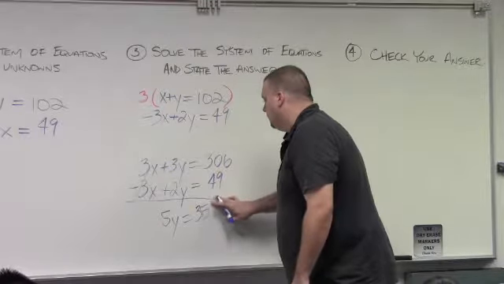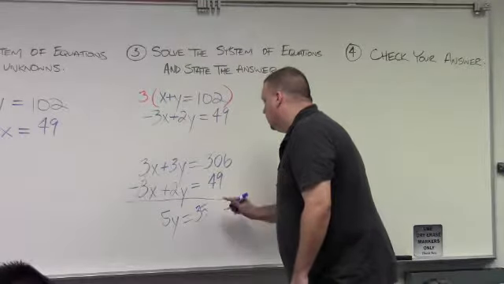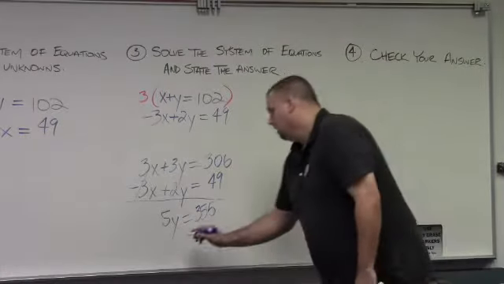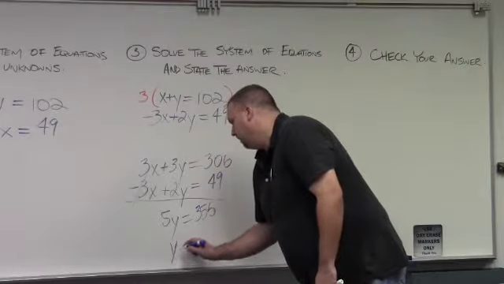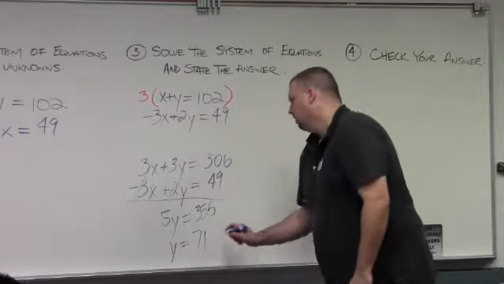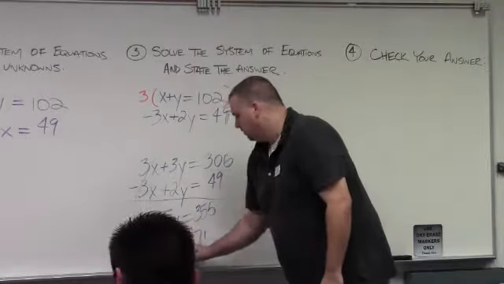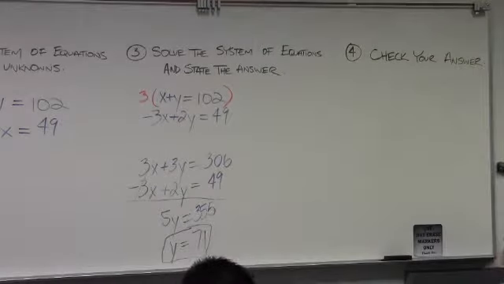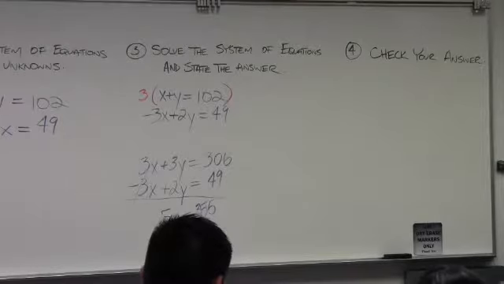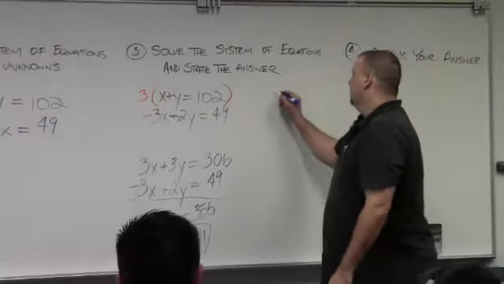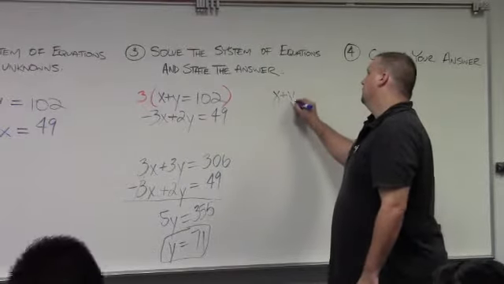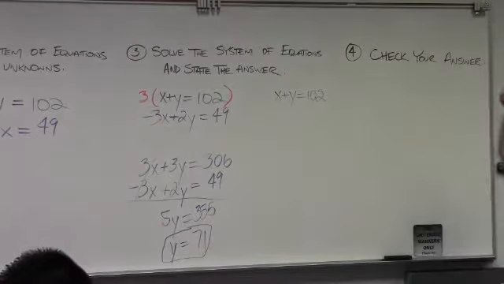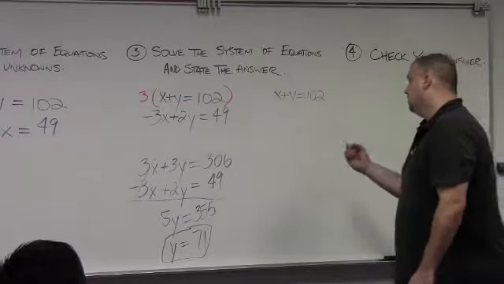And then my last step to figure out what y is would be to do what? Right, we're going to divide by 5. And so y ends up being what? 71. So we've got our y value, but we still need to find our x value. Which equation is the easier one to plug in? The top one. Which is to have x plus y equal to 102. So we found that y was equal to 71.